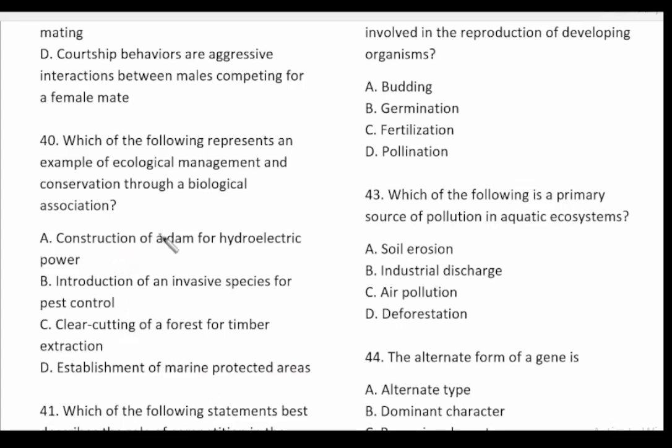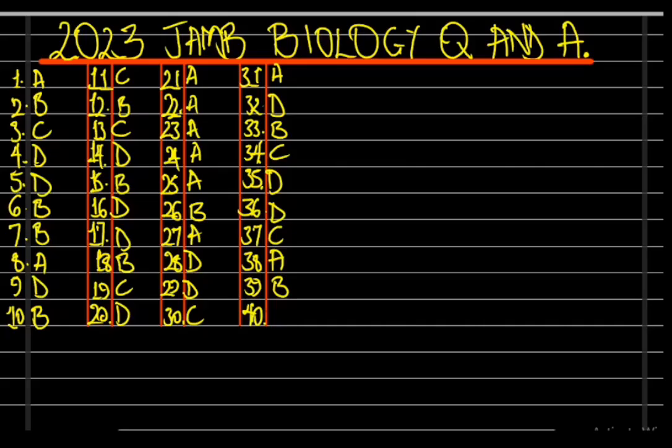It is not construction of a dam, because when we construct a dam, definitely the organisms that survive there will no longer be able to survive. And introduction of an invasive species for pest control will also eradicate some materials in that environment. And cutting of trees also will eradicate the trees or the timber in the forest. So the answer we have there is option D, which is establishment of marine protected areas. Option D is our answer.